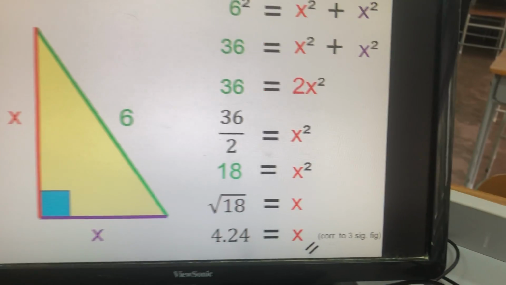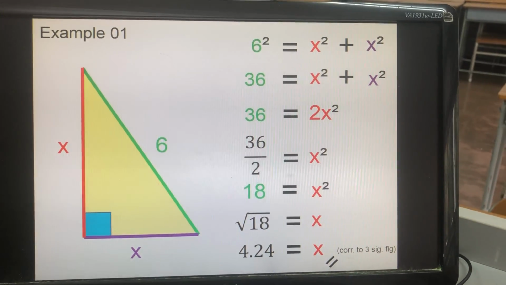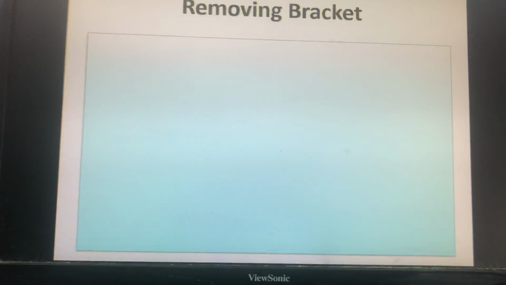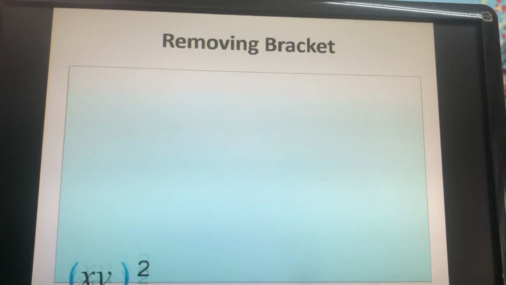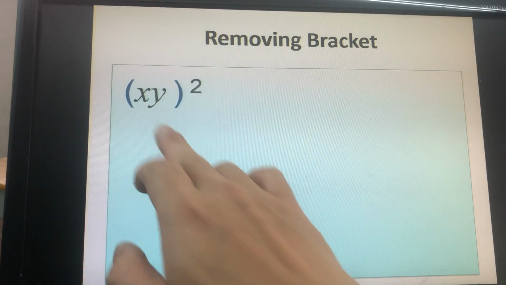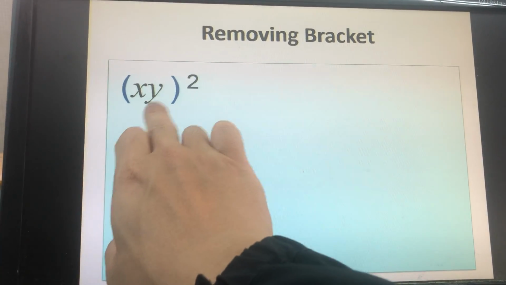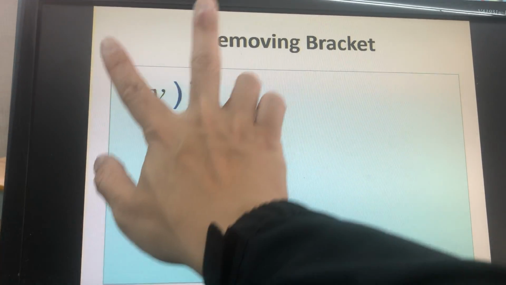Okay? And then the next thing that I would like you to recall is how to remove a bracket. Now, inside the bracket, how many things are there? We have 1 and 2, 2 things, right? x and y inside the brackets. So what happens when you have to open the bracket?